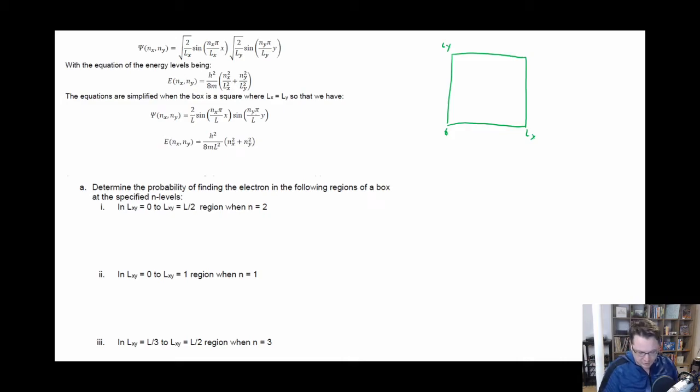If for the wave function in the x direction n equals 2, then that wave function has a single node at the L equals 1/2 point. Same thing for Ly: you're going to have a node at the L equals 1/2 point. So this is Ly 1/2, Lx 1/2. Essentially you're cutting this whole thing in half. I realized I should have drawn it like that.